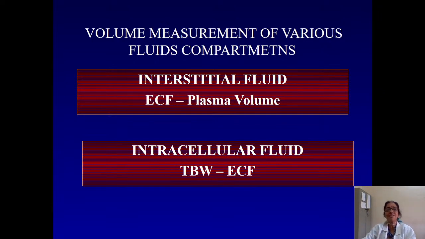Intracellular fluid is very difficult to measure, because the fluid in that compartment does not stay there. It keeps moving. So how will you get intracellular fluid? First you should know total body water. Then total body water minus extracellular fluid will give you the intracellular fluid.